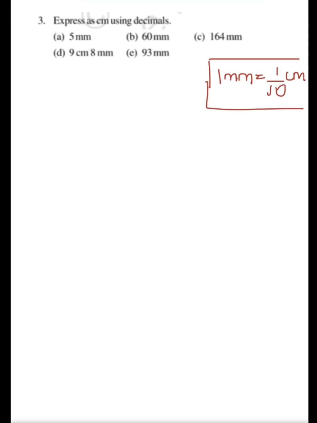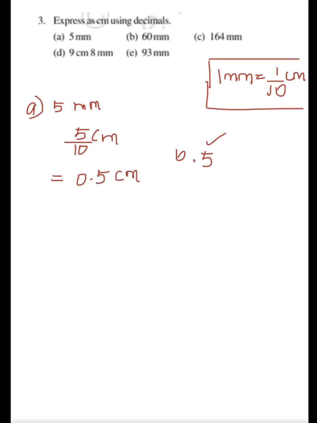Now let's convert everything. That is, our first question is 5 millimeter. So to convert 5 millimeter to centimeter, what you have to do? You have to divide this 5 by 10. Then it will get converted to centimeter. Okay. Now what is 5 by 10? 10 means only 1 0. So after the decimal point, only one number should be there. So you can put the decimal point here. So our answer will be 0.5 centimeter.